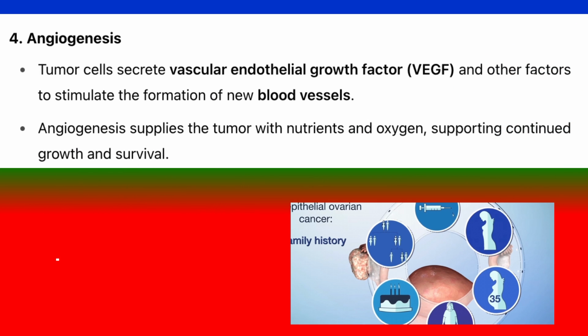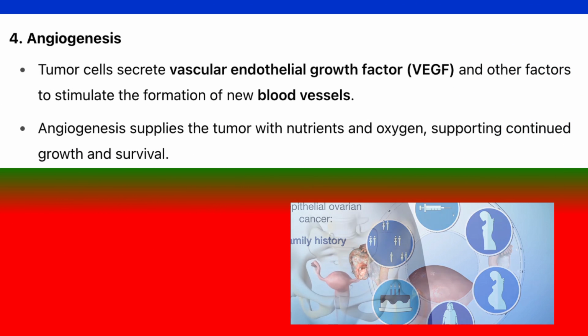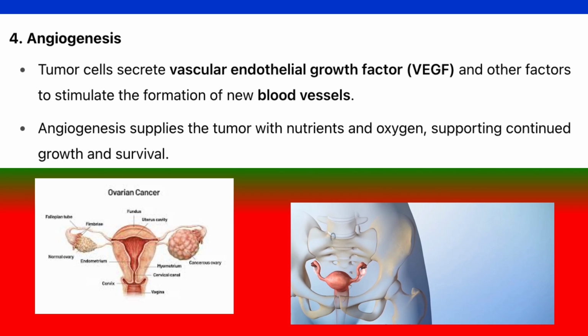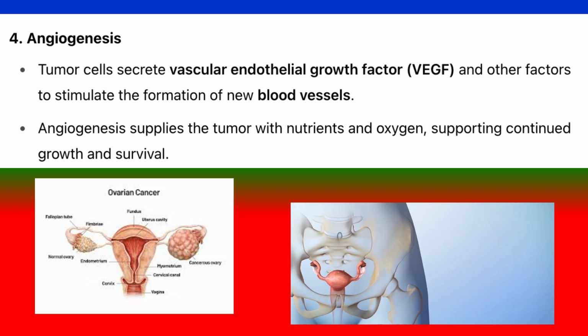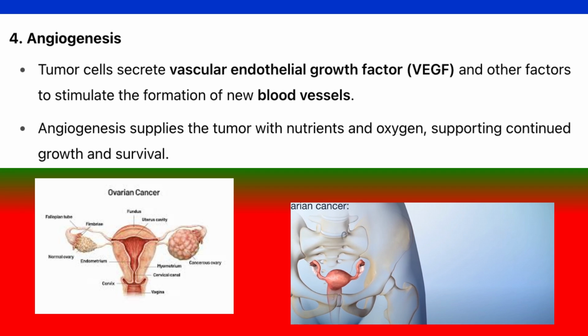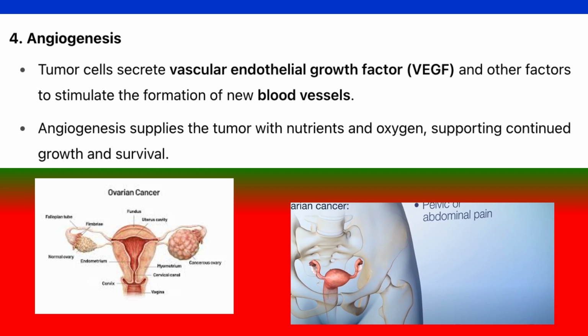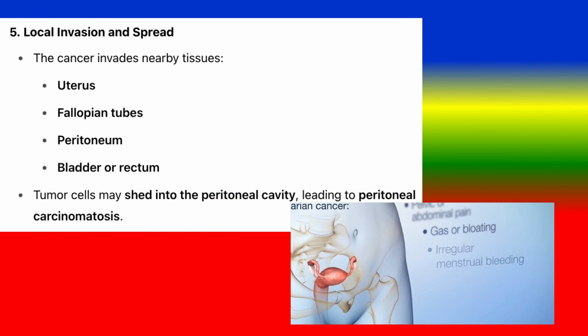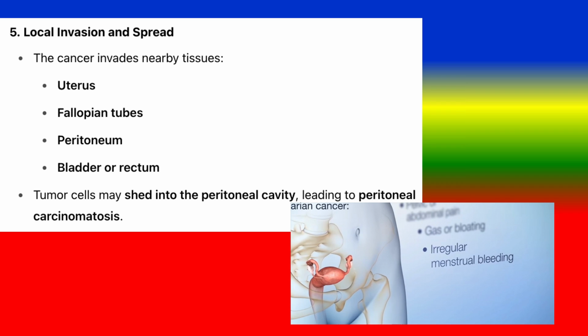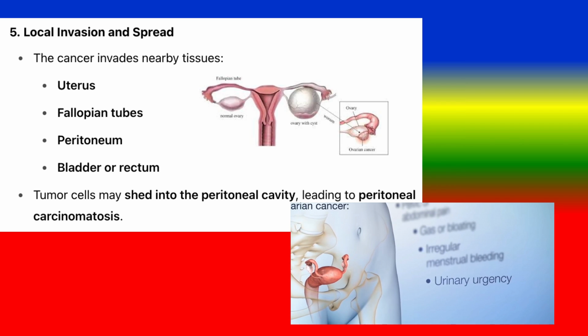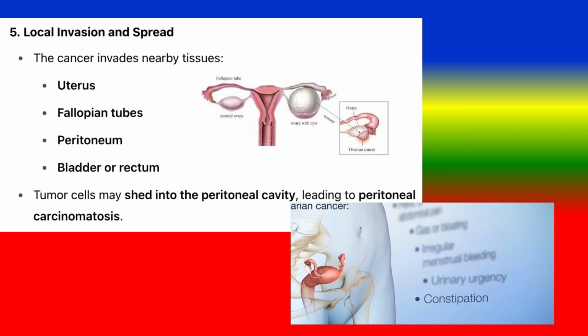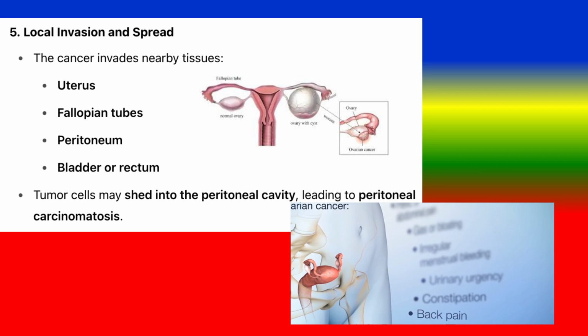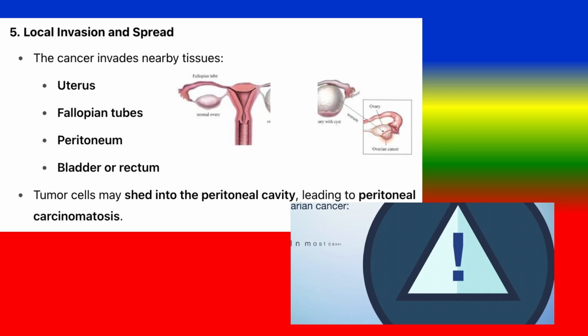4. Angiogenesis. Tumor cells secrete vascular endothelial growth factor and other factors to stimulate the formation of new blood vessels. Angiogenesis supplies the tumor with nutrients and oxygen, supporting continued growth and survival. 5. Local invasion and spread. The cancer invades nearby tissues: uterus, fallopian tubes, peritoneum, bladder or rectum. Tumor cells may shed into the peritoneal cavity, leading to peritoneal carcinomatosis.